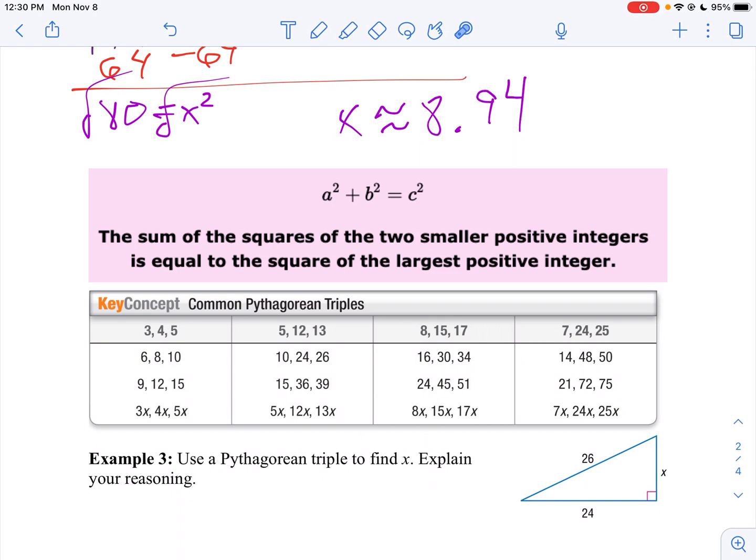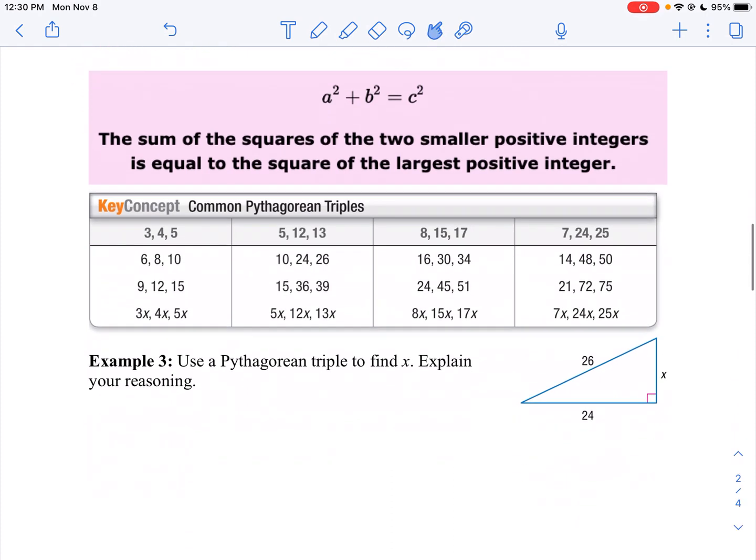Now if I look at example 3, I want to use Pythagorean triple here. So I want to use my chart. And I look at my hypotenuse is 26. Is there a Pythagorean triple where the biggest number is 26? Notice that's in the first row. So 10 and 24, which means if one side is 24, that means the other side is 10. Could I have used Pythagorean theorem on this? Sure, I could have.